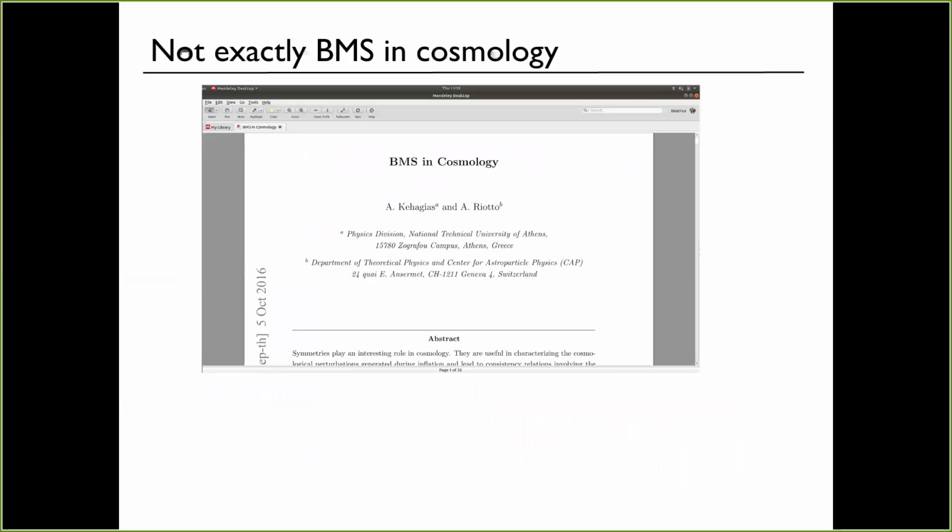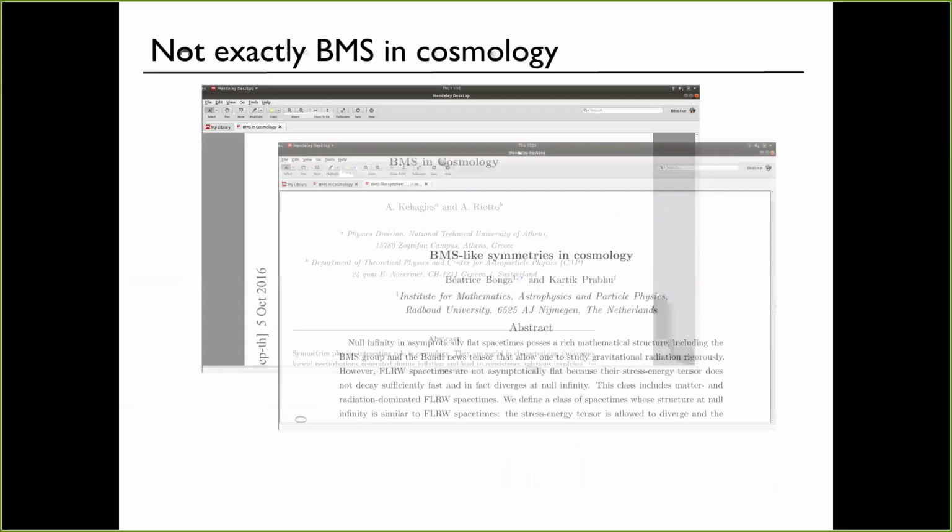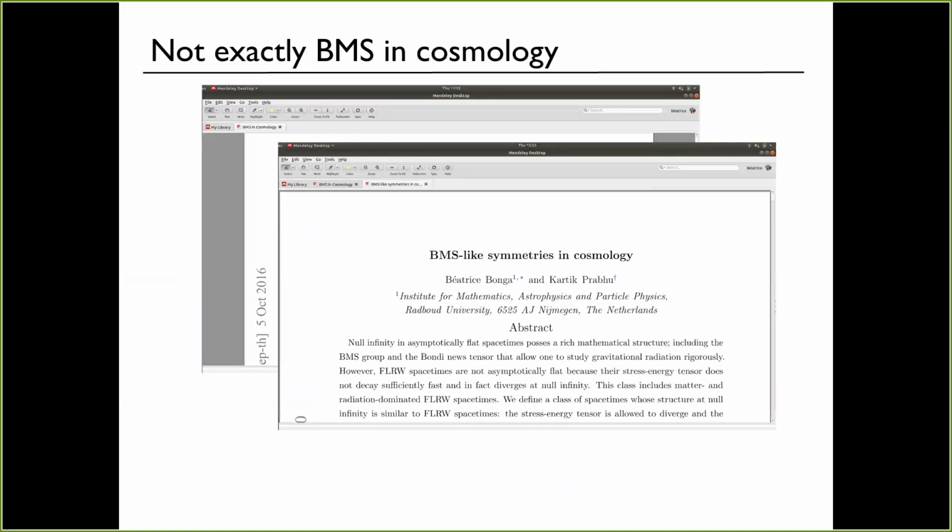So as a result, we wrote a paper with a very similar title referring to the original work, just to say that actually, it's not BMS, but there are BMS-like symmetries in cosmology. A fairly similar structure, also the Lorentz algebra and supertranslations, but just not quite the same. And in particular, the fact that there's no subalgebra of translations means that, for example, the notion of mass and linear momentum within this larger class of spacetimes is not clear at all.